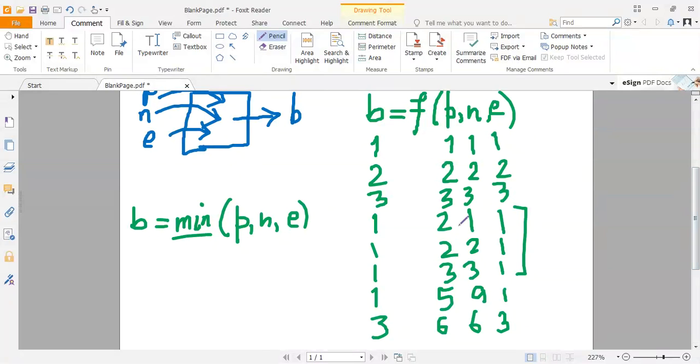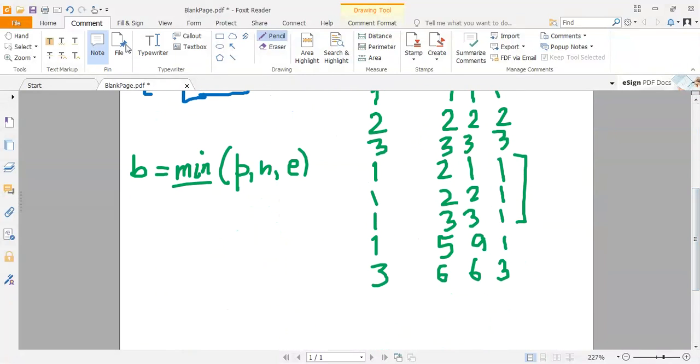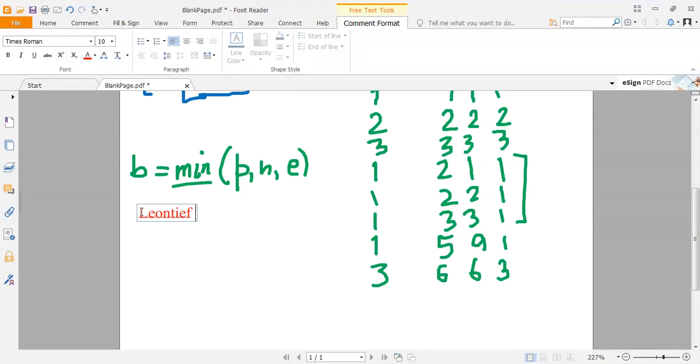In today's video, what we have talked about is one possibility of a production function. In fact, this sort of production function is called the Leontief production function. It was propounded by a person named Vasily Leontief, who talked about this as an extension to something called input-output analysis, which we'll be talking about in later videos.